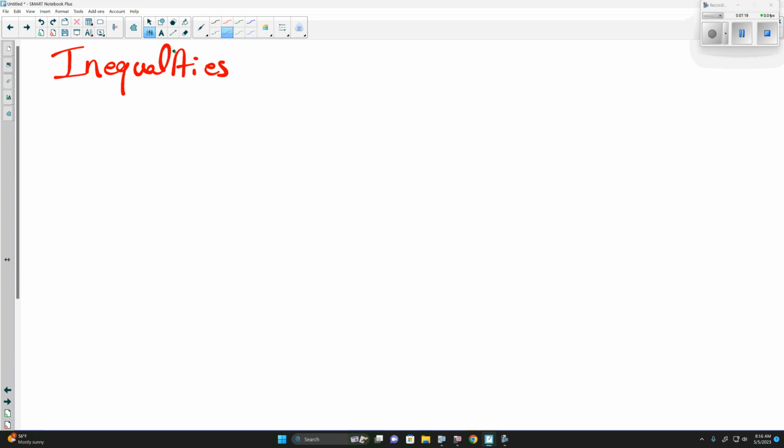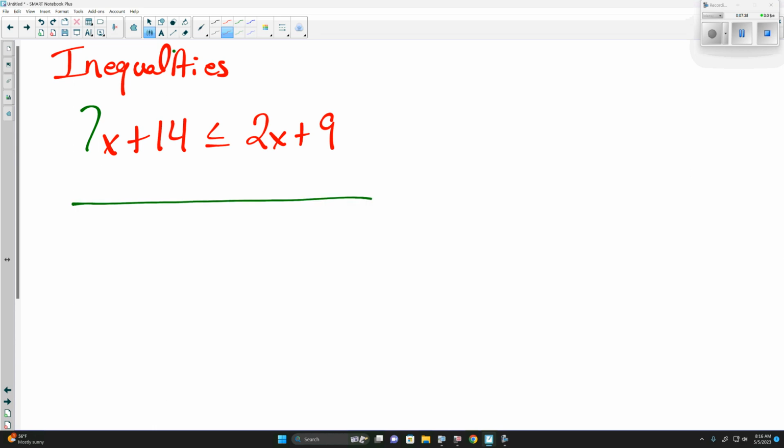Inequalities are very similar to solving equations, especially linear inequalities. So we could say 7x plus 14 is less than or equal to 2x plus 9. All we've got to do is get x by itself and solve from there. If we can keep the number in front of x positive, that's going to make everything work a little bit nicer.